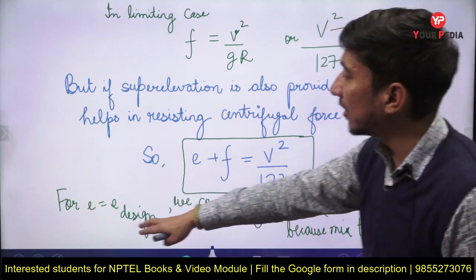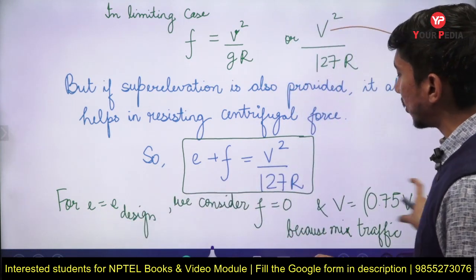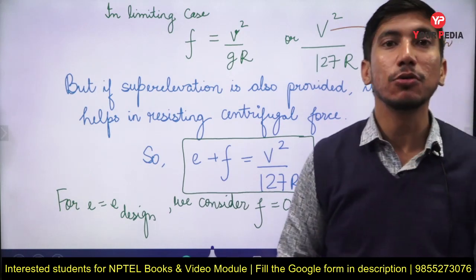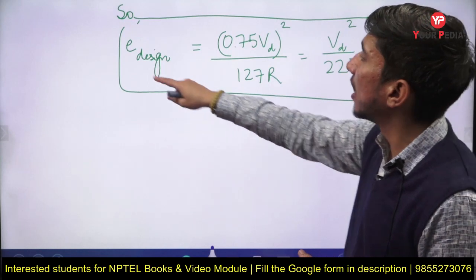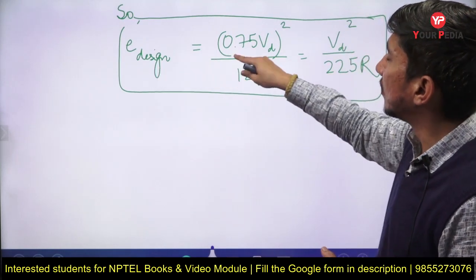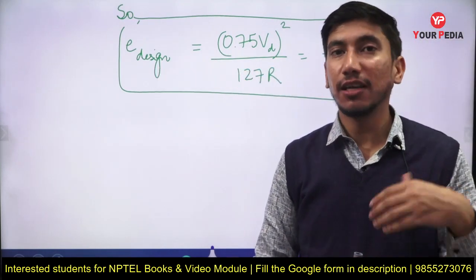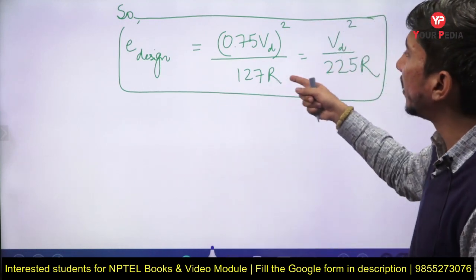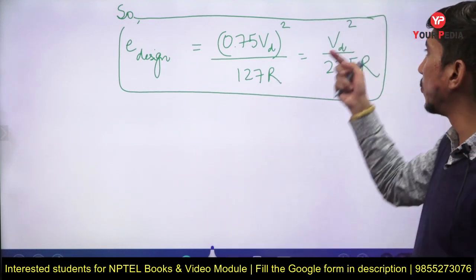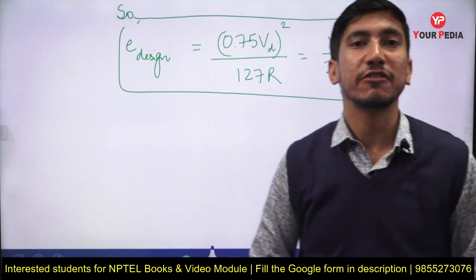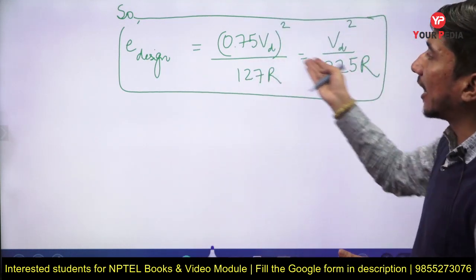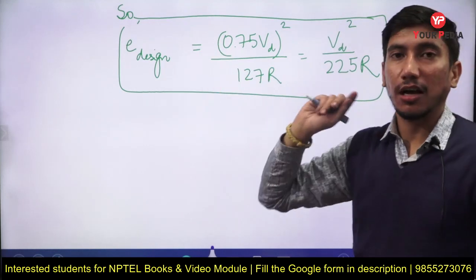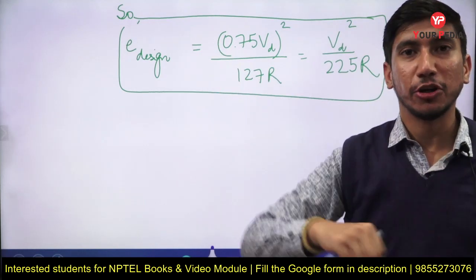So in order to find the design superelevation, these are the two considerations or assumptions that we have to take into account. The formula now becomes E design is equal to (0.75 times VD) whole square divided by 127R, which we can write as VD square upon 225R. From here, if I substitute the values of VD and R, I can find the value of E design for my given speed on that particular horizontal curve.